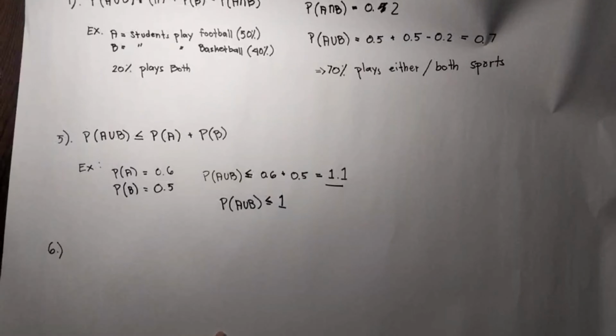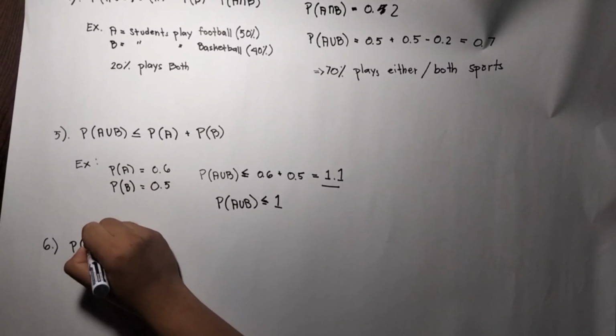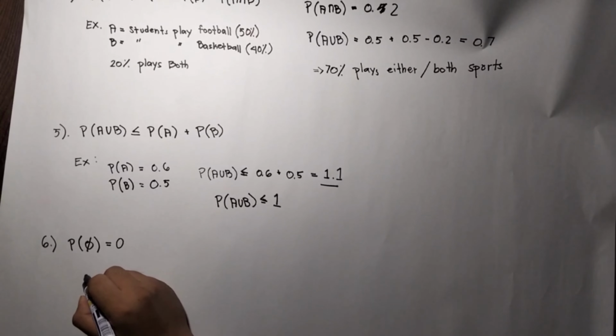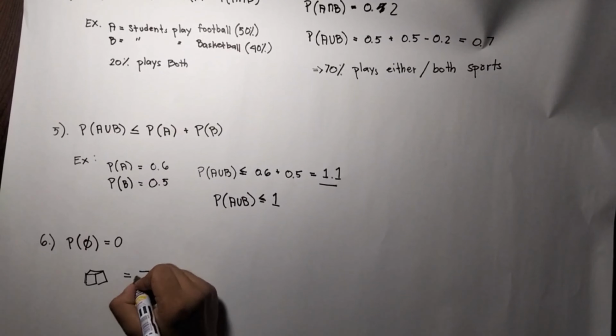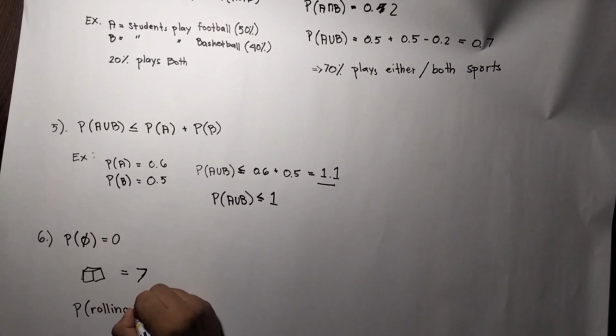Next is the probability of the empty set is equal to 0. The empty set represents an impossible event or no outcome. If something cannot possibly occur, it has 0 probability. For example, rolling a 7 on a standard 6-sided die. The probability of rolling a 7 is equal to 0.